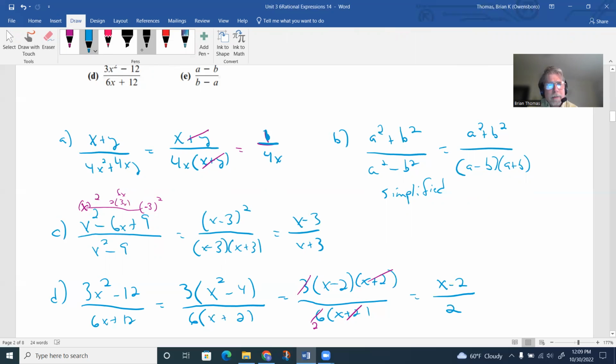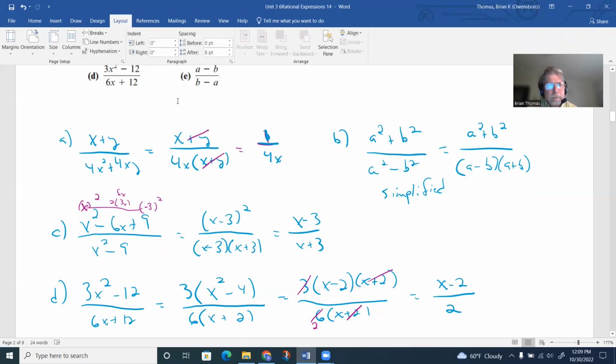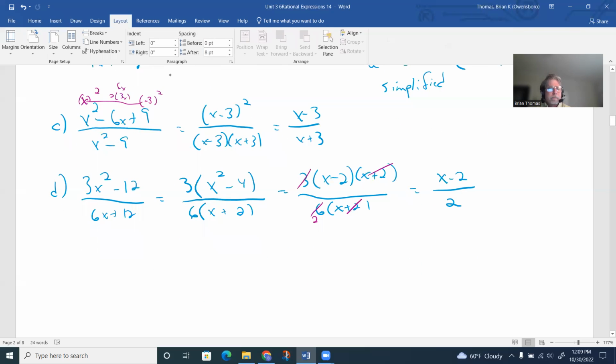So E, we have a minus b over b minus a. Notice we like to have things in the same order. So if I have a minus b on the top, it would be a good idea to write the bottom the same way. That would be negative a plus b. Now notice how these look kind of close together, but they're not quite because of the signs. But notice how if there's a negative leading coefficient there, we can actually factor the negative out on the bottom.